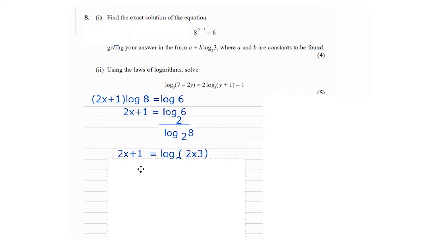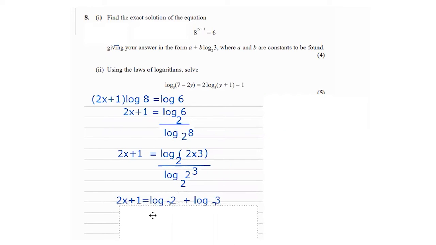Now I want to break down 6 as 2 times 3, because I know the logarithm law that log of 2 times 3 is the same as log of 2 plus log of 3. I'm also going to convert 8 as 2 to the power 3. That's in the denominator. So now my numerator becomes log of 2 plus log of 3, and my denominator can be written as log of 2 to the power 3, which is the same as 3 times log of 2. My next step would be to simplify as much as possible.